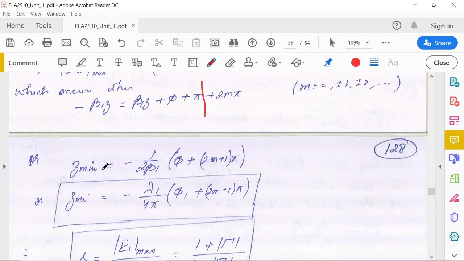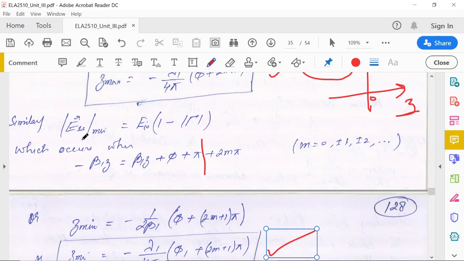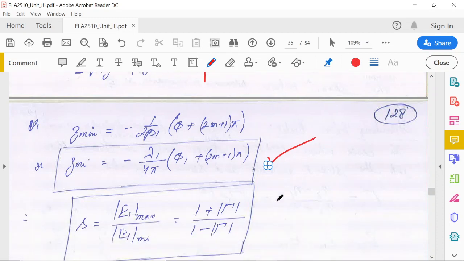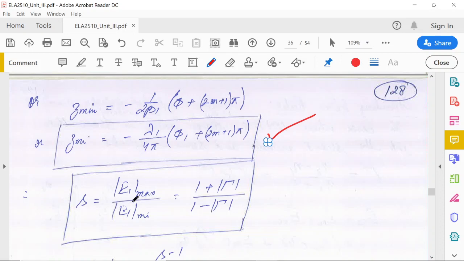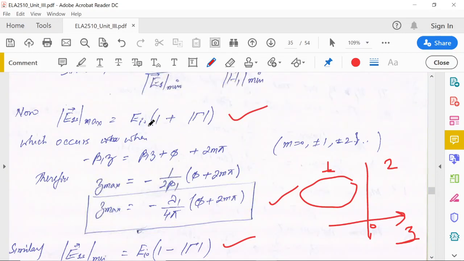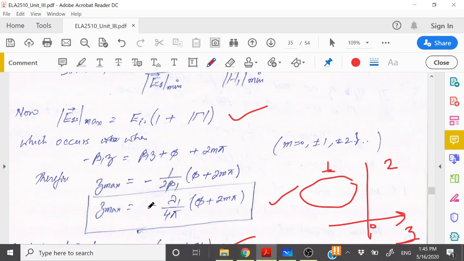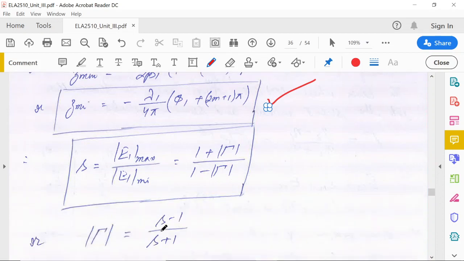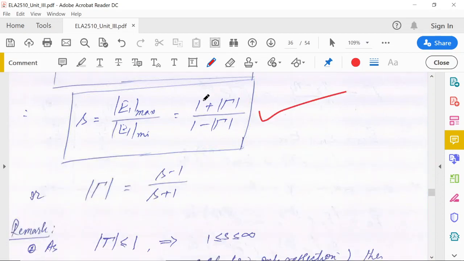So in general, the E1 minimum is given by this expression, and it occurs at this location in space. The standing wave ratio S is given when you divide this over this one. So these two will be cancelled out, and you will have 1 plus gamma over 1 minus gamma. So this is the standing wave ratio. Now we are taking the magnitude of gamma, so S will always be real: 1 plus a real quantity over 1 minus a real quantity.